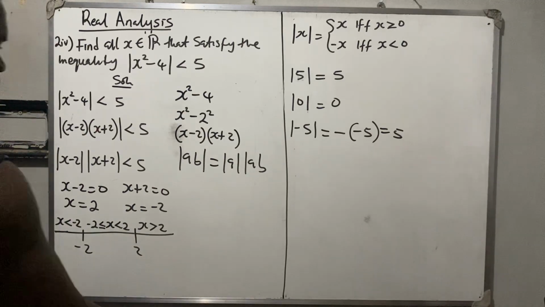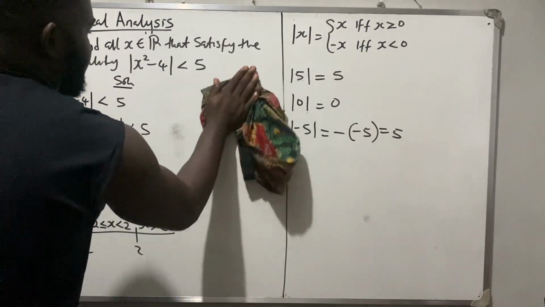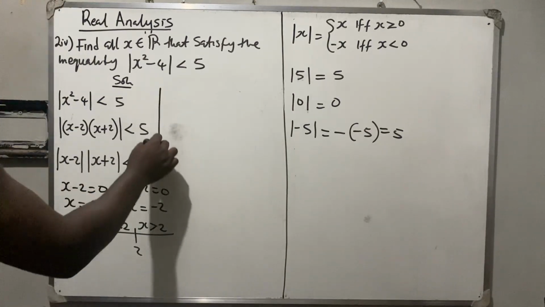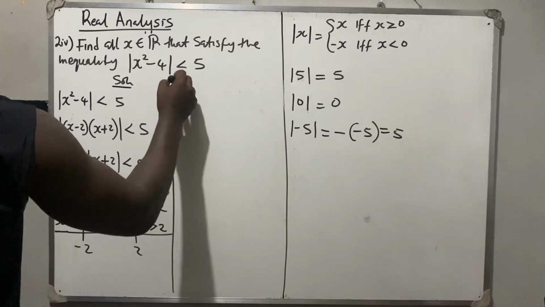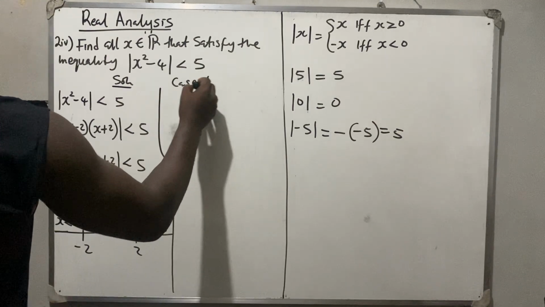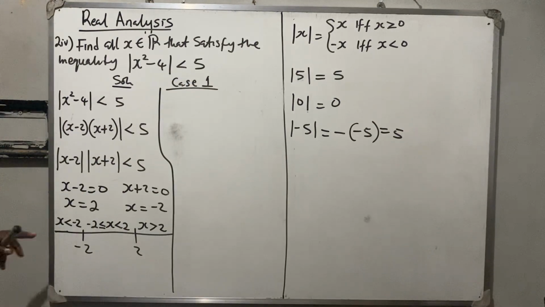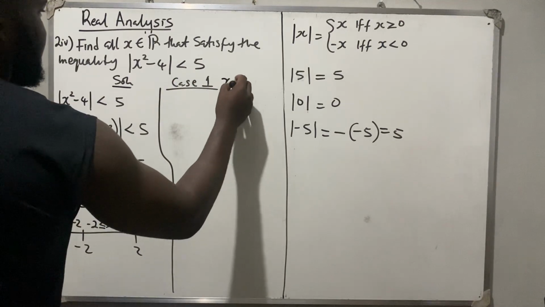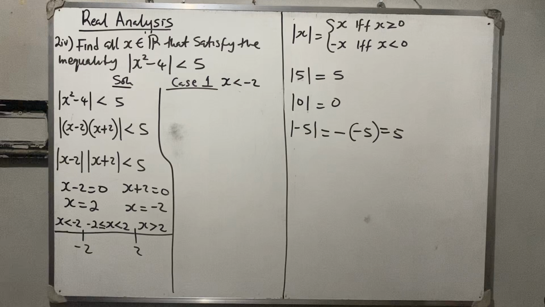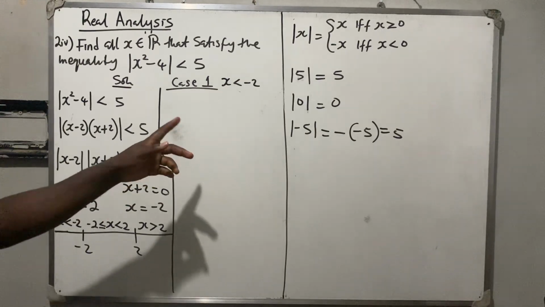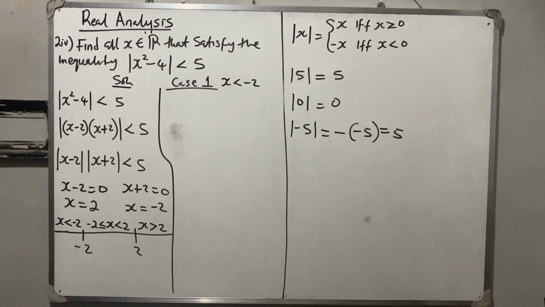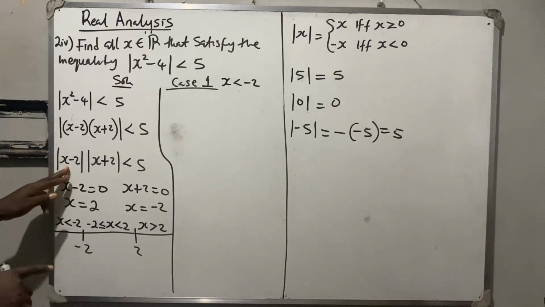So now, that means we're going to solve this using 3 cases. We have 3 cases in the solution of this. So the first case, that is case 1: when x is strictly less than minus 2. Now, if x is less than minus 2, let's see what is going to happen for the first one here.